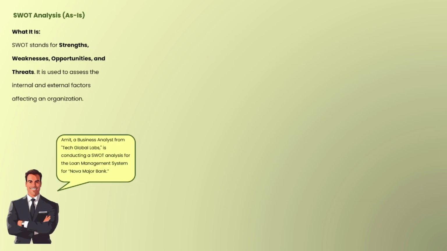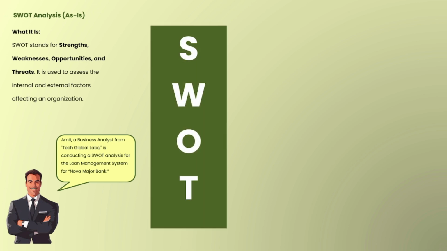So the first method is SWOT analysis. This SWOT analysis is used in many ways. Now we are using it for the as-is purpose. SWOT stands for strengths, weaknesses, opportunities and threats. It is used to assess the internal and external factors affecting an organization. So now see the SWOT.